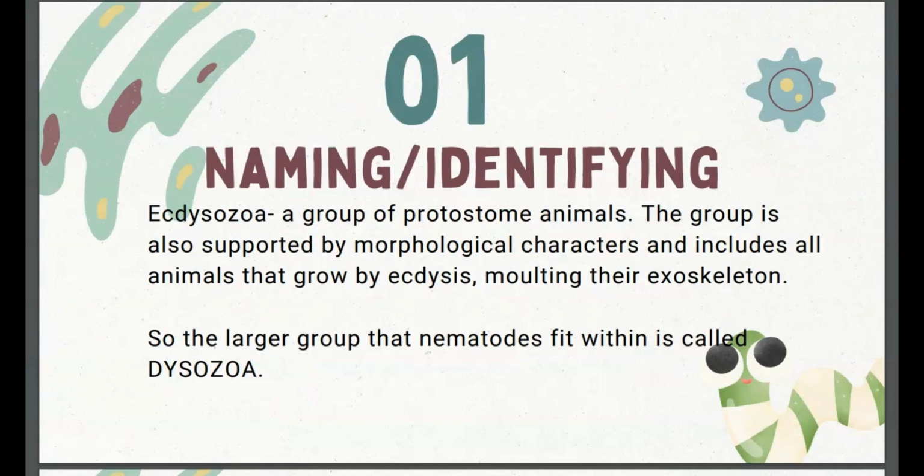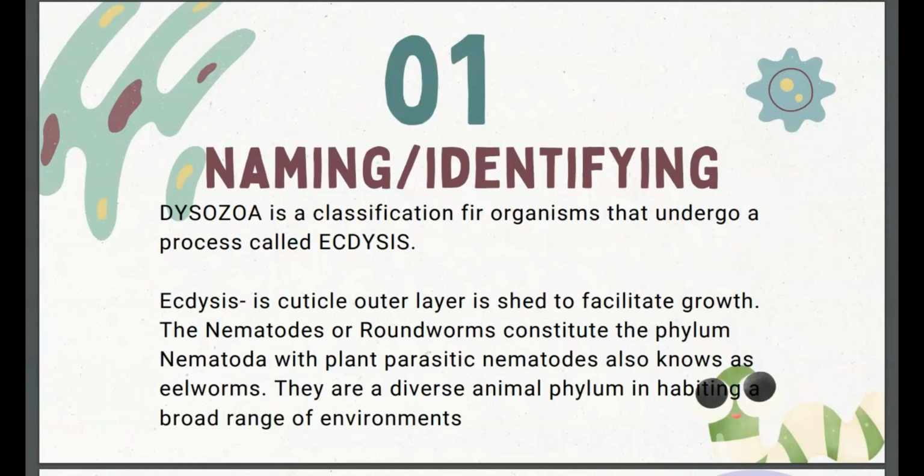So the larger group that nematodes fit within is called Ecdysozoa. Ecdysozoa is a classification of organisms that undergo a process called ecdysis. Ecdysis is the typical outer layer that is shed to facilitate growth. The nematodes or roundworms constitute the phylum Nematoda, with plant parasitic nematodes also known as eelworms. They are a diverse animal phylum inhabiting a broad range of environments.